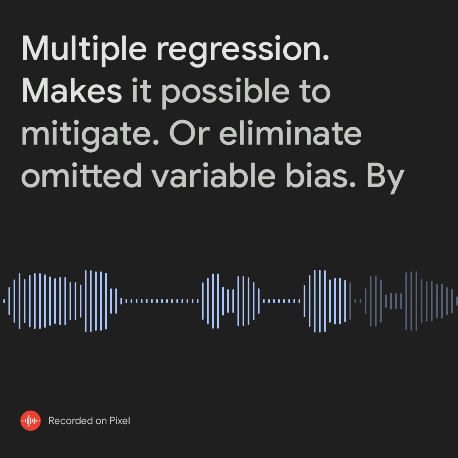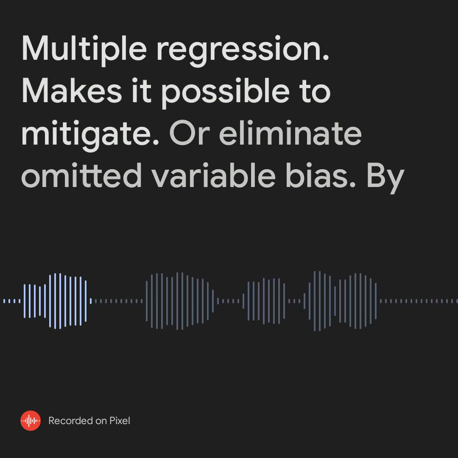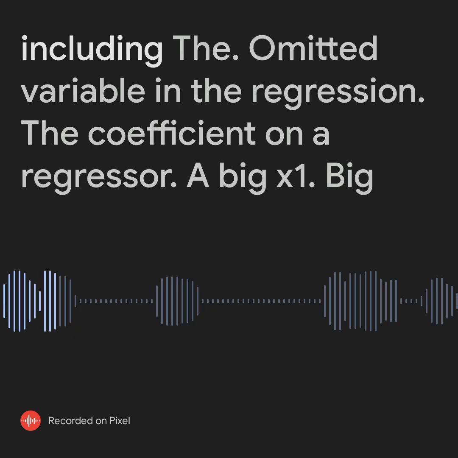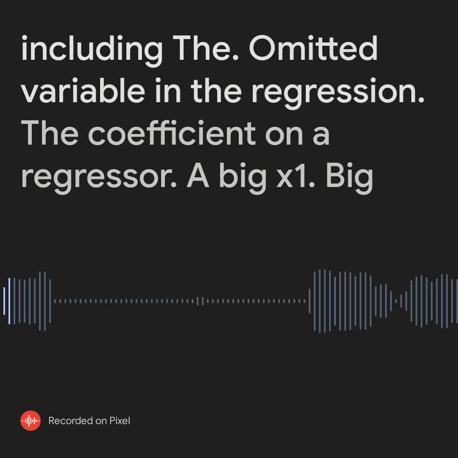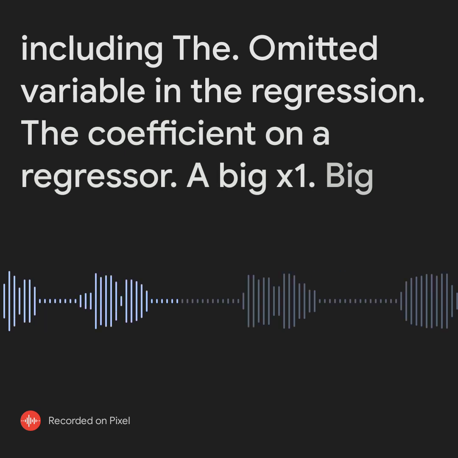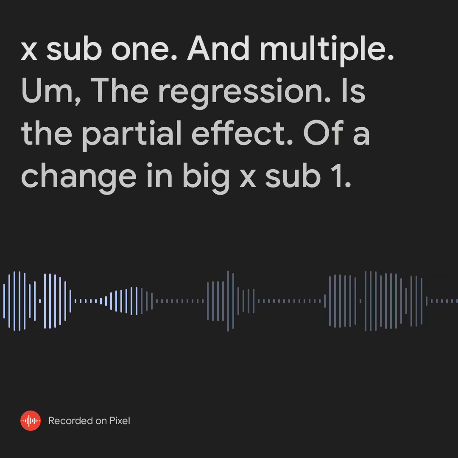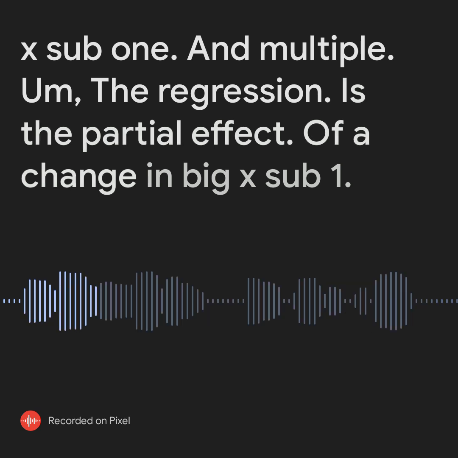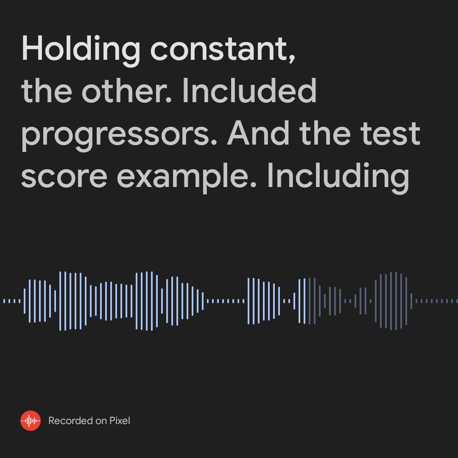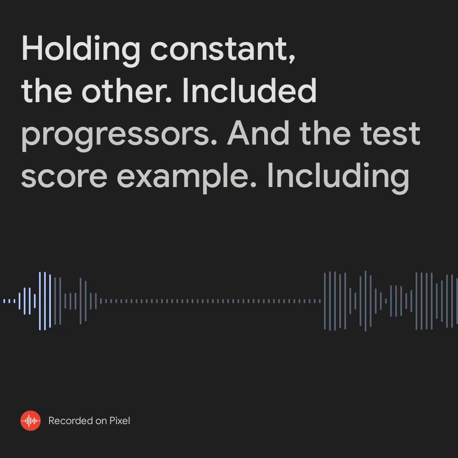Multiple regression makes it possible to mitigate or eliminate omitted variable bias by including the omitted variable in the regression. The coefficient on a regressor, X sub 1, in multiple regression is the partial effect of a change in X sub 1 holding constant the other included regressors.